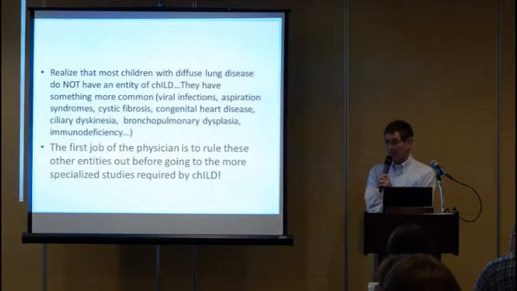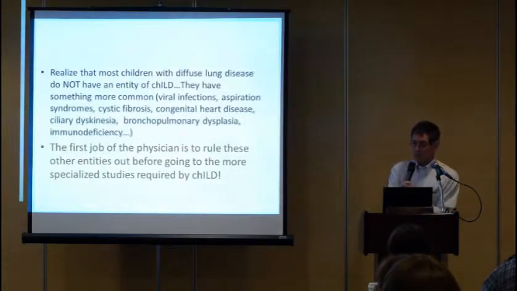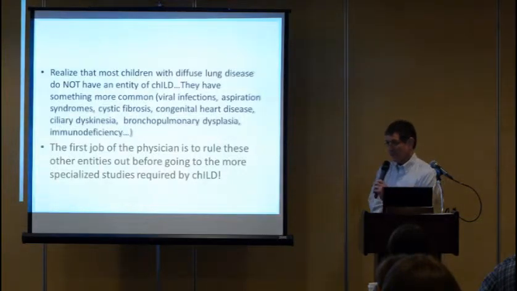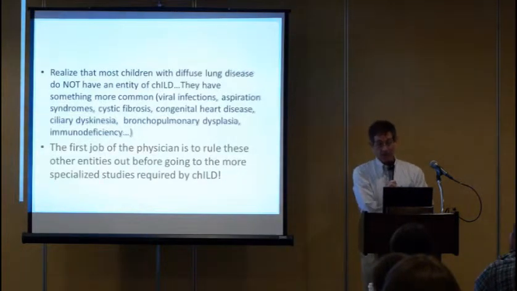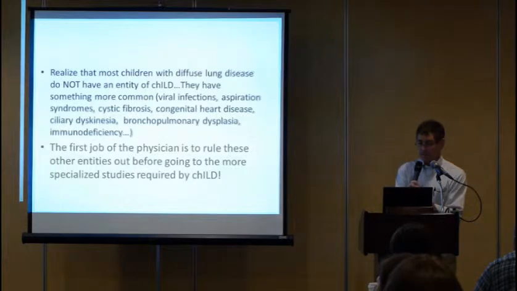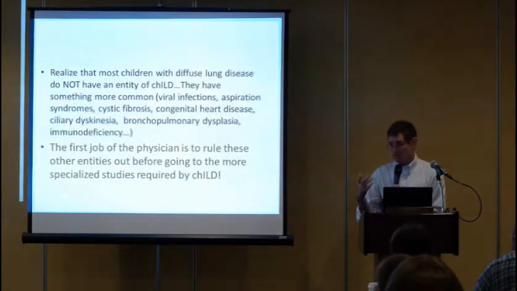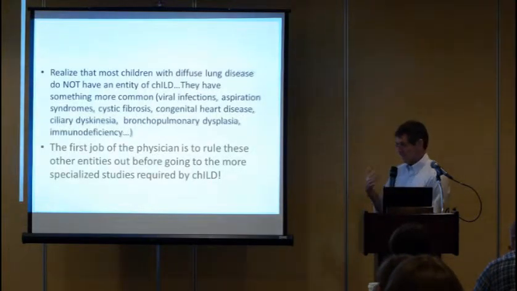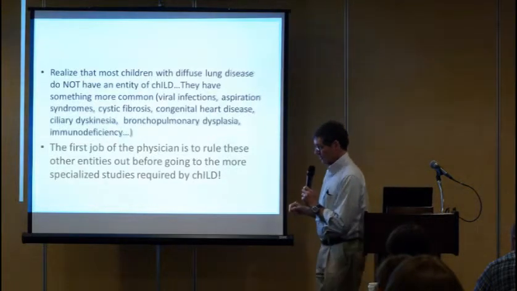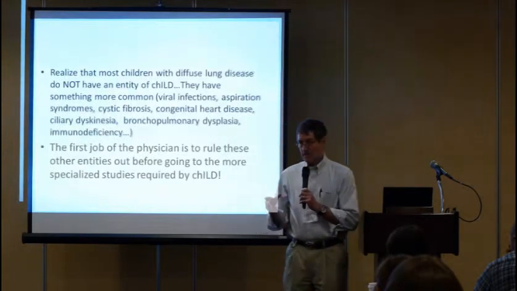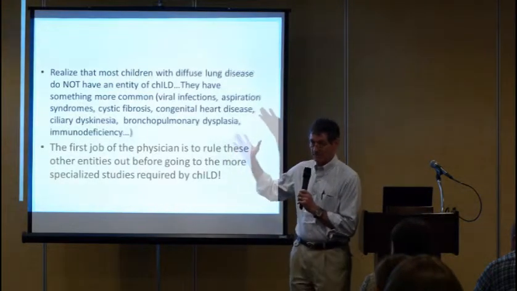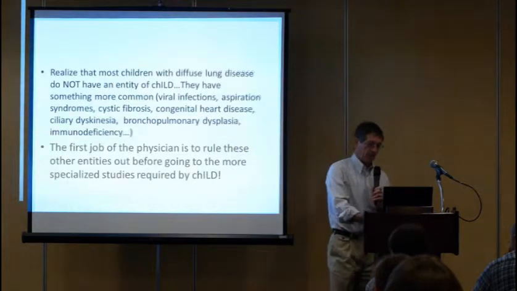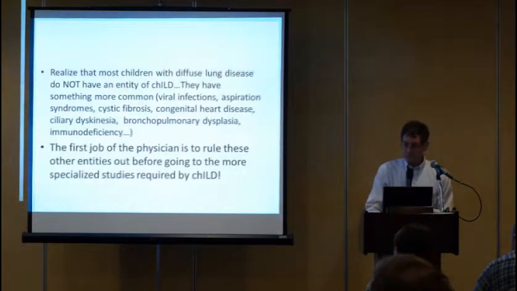Well, first of all, we can teach them to realize that most children with diffuse lung disease do not have an entity of chILD. They don't have NEHI. They don't have SPC. Most kids don't. Most kids have things like viral infections and aspiration syndromes or cystic fibrosis or something else. And their first job is to rule those things out. So as the first best practice, a physician who is faced with a child who sounds and looks like someone with diffuse lung disease is to rule all the other things out, getting back to chILD syndrome. So that's what they have to do first.